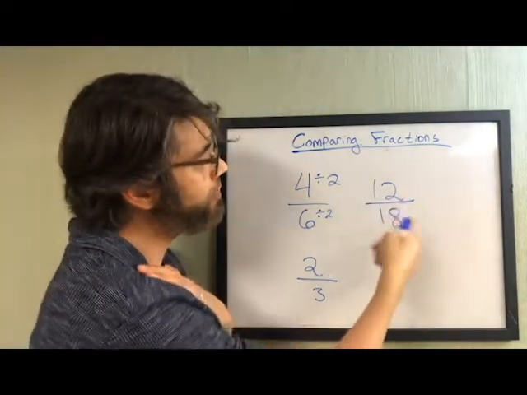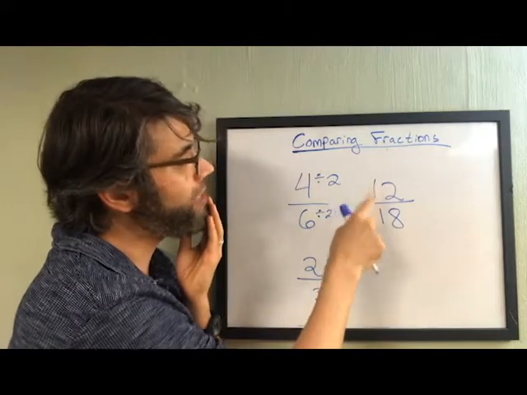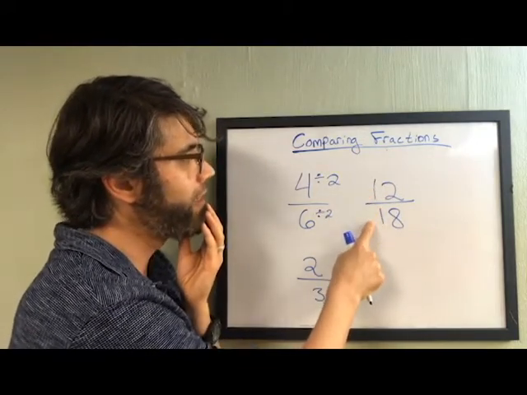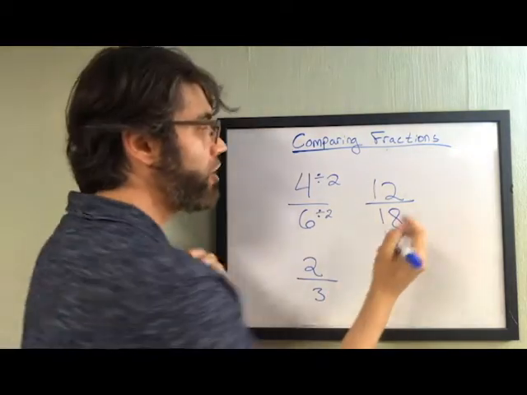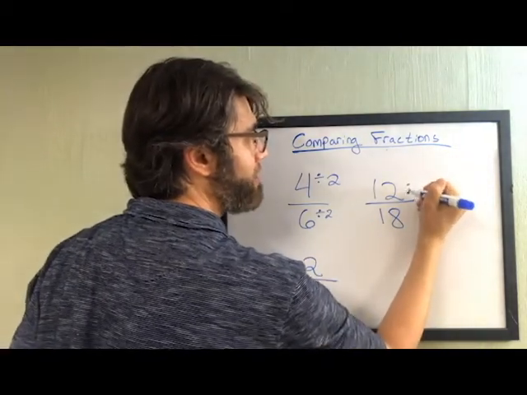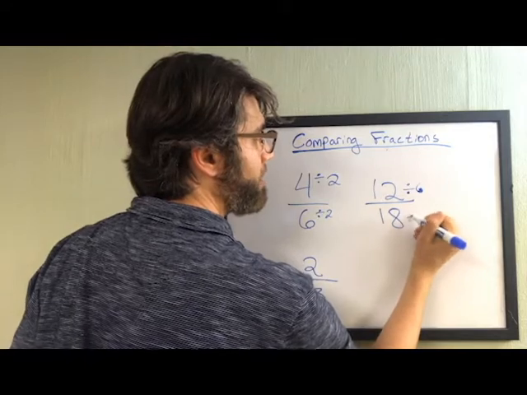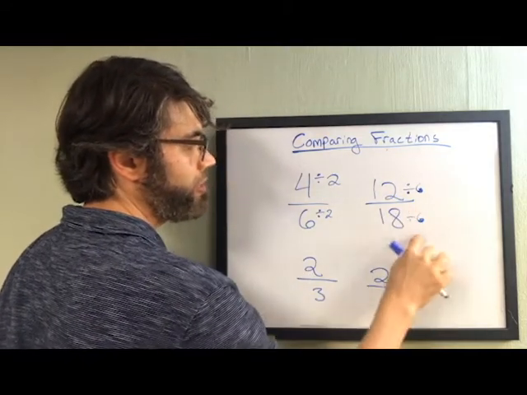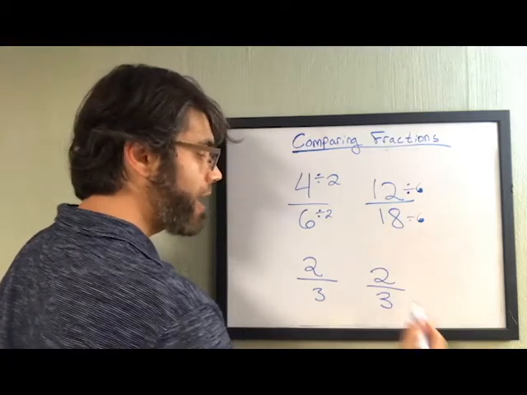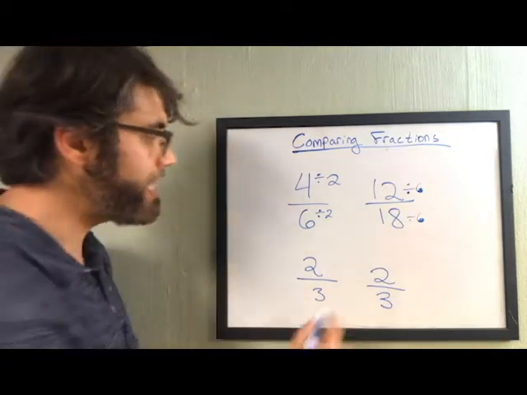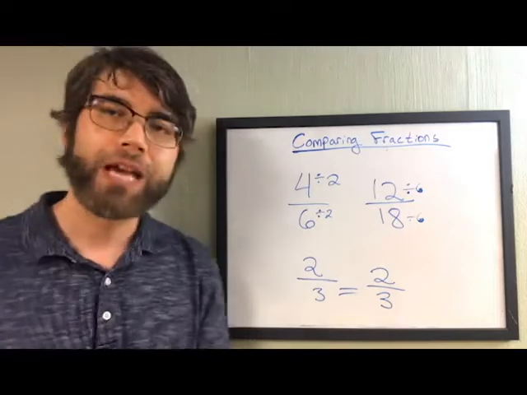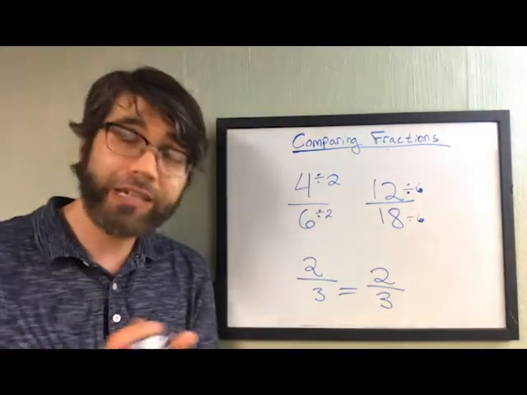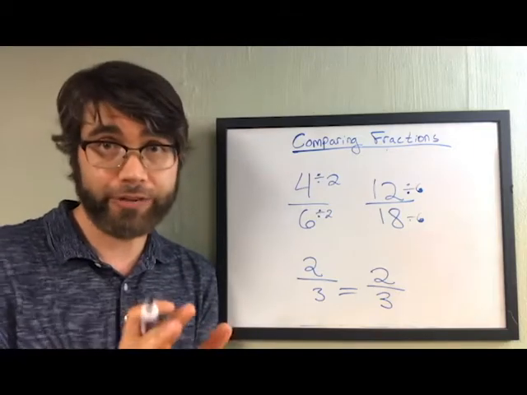Now let's try to reduce this. What's the largest common factor between 12 and 18? 6, okay? So divide the top by 6 and divide the bottom by 6. Okay, 6 goes into 12 2 times. 6 goes into 18 3 times. And lo and behold, 2/3 equals 2/3. See how simplifying a fraction first is probably going to save you a lot of time? So I highly recommend doing that.